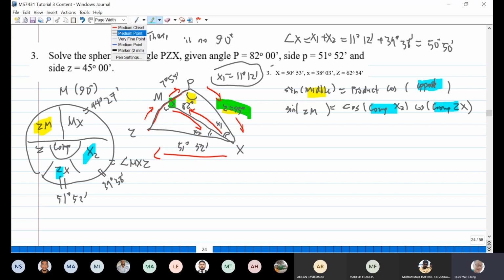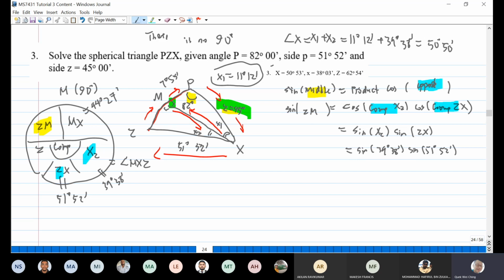Now cosine, we know cos is carried to sine. Okay, sine of x/2, sine of Z/2. So put in x/2 now. Sine of 39 degrees 38 minutes, and sine of Z/2. Z/2 is 51 degrees 52 minutes. Okay, so you can find the angle ZM now.